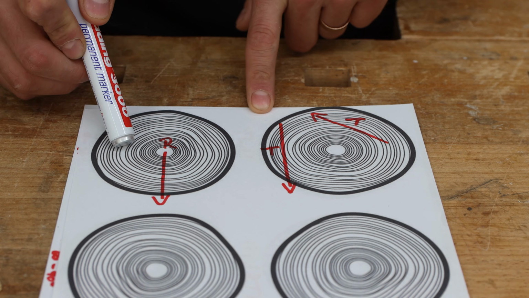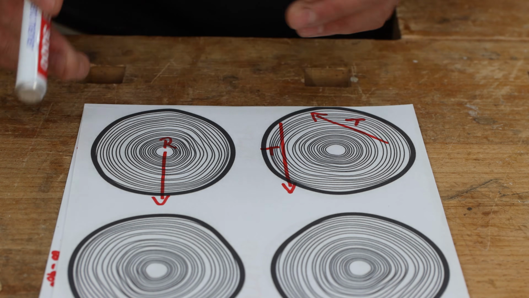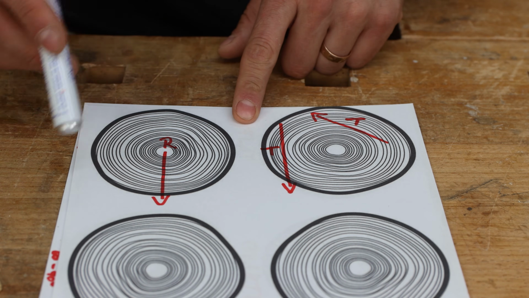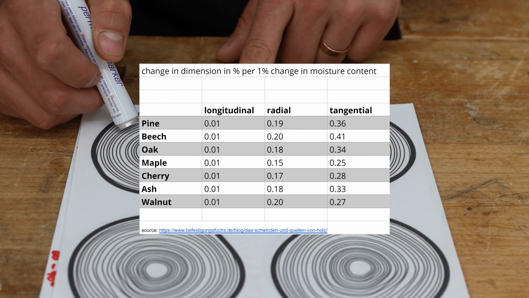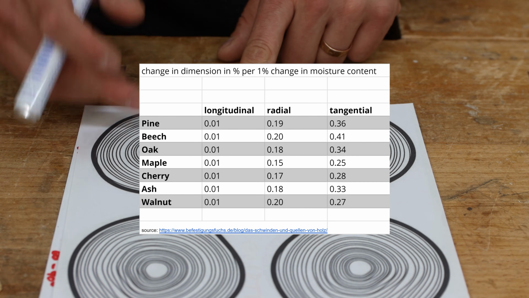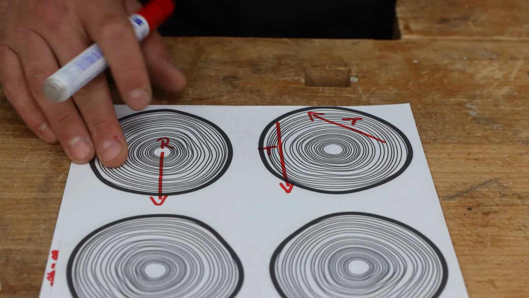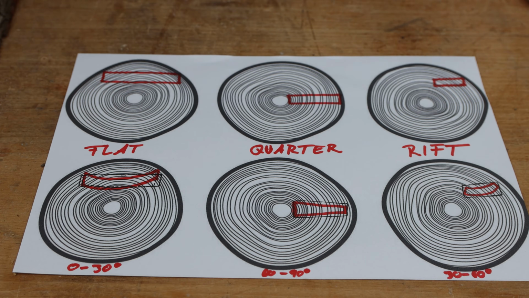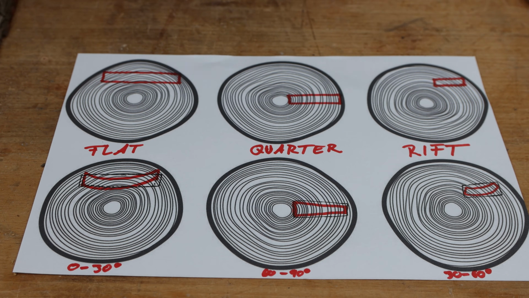Radial movement, however, is about half of the tangential. It does vary for some other wood species, and here you will see all the species in a nice table. Feel free to make a screenshot of this and just have it around if you need it. If you think this a step further, that means that wood movement is highly influenced by how the growth rings are in a board. And to understand that, we differentiate 3 different cuts of wood.